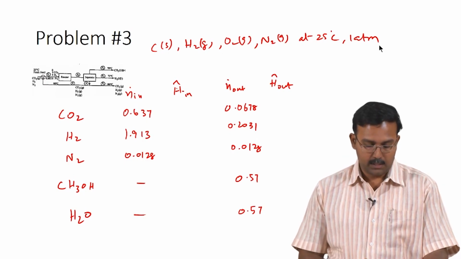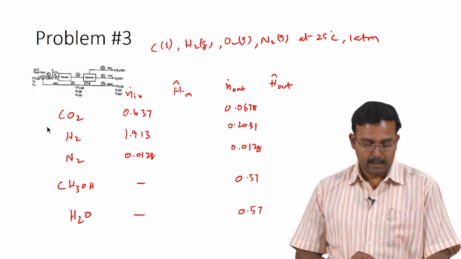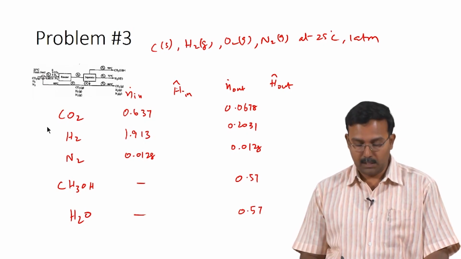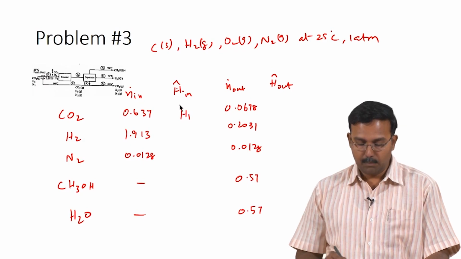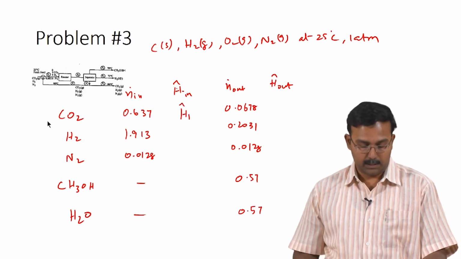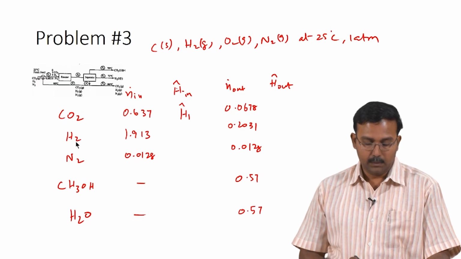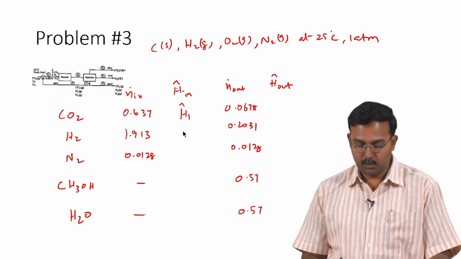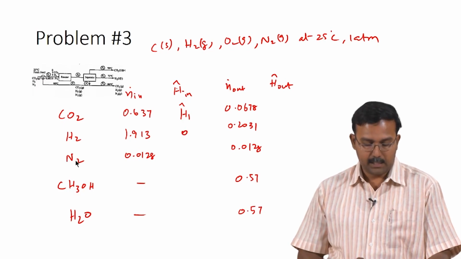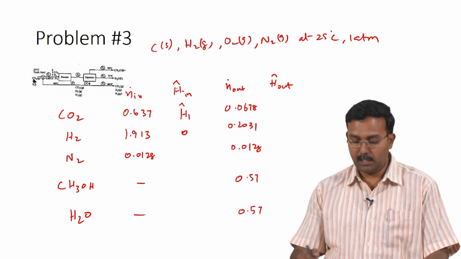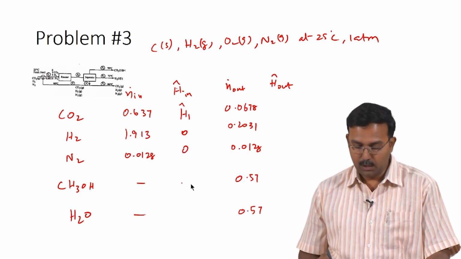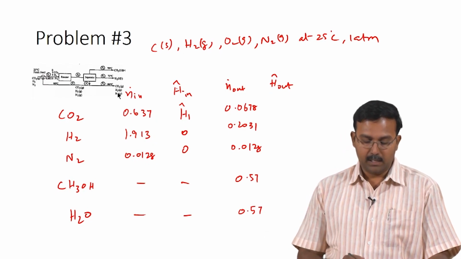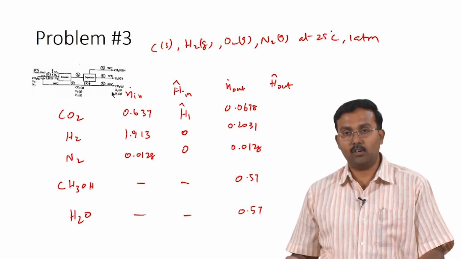So, here the first component is carbon dioxide. Carbon dioxide coming in at 25 degrees Celsius would have some enthalpy associated with it compared to the reference state, because you have the formation of carbon dioxide. The next one is hydrogen, which is coming in at 25 degrees Celsius and 1 atmosphere. It is the same as the reference state, so this would be 0. Now, nitrogen coming in at 25 degrees Celsius and 1 atmosphere is at reference state, so which will also be 0.